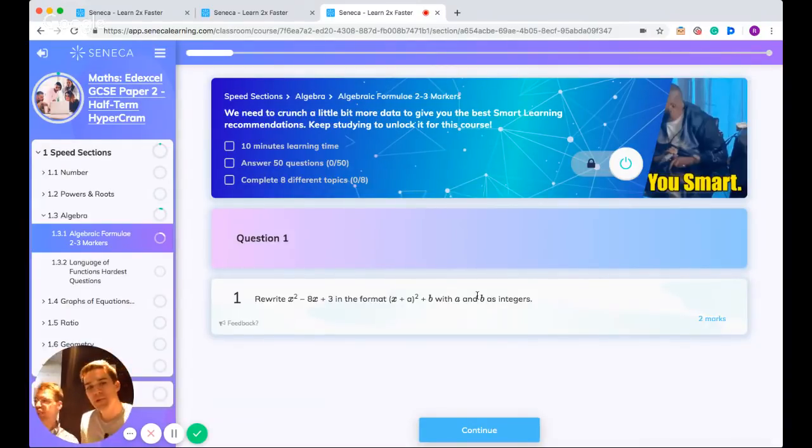What is an integer? Tell me. Integer, whole number. Can be positive, can be negative, it doesn't matter. It can be 0. It just needs to be whole. It is an integer.